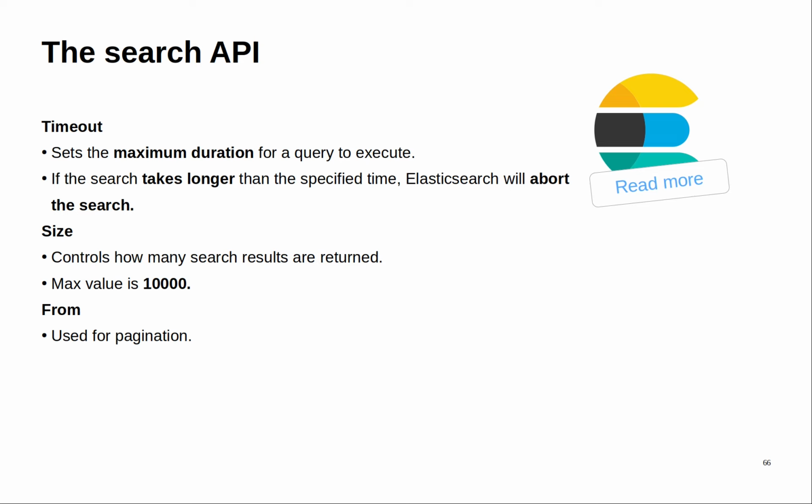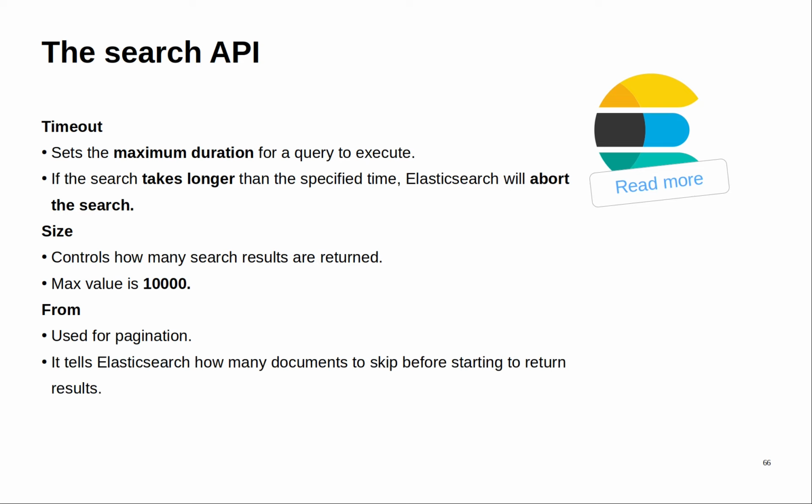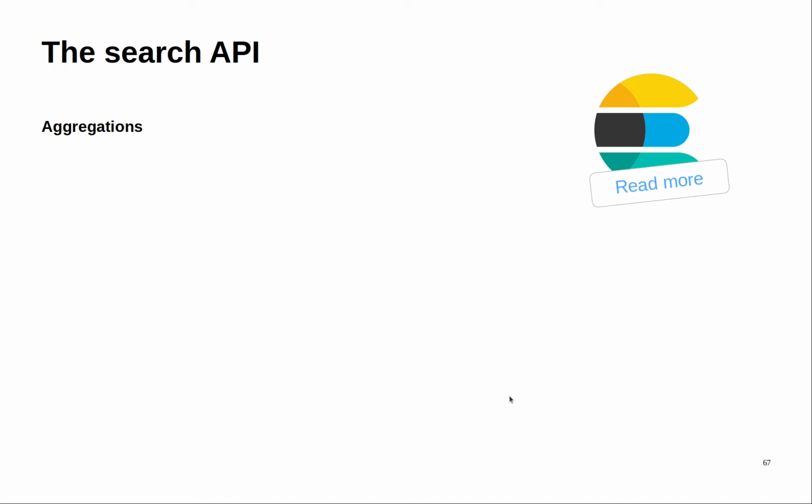Now let's talk about from. This parameter is used for pagination. It tells Elasticsearch how many documents to skip before starting to return results. Finally, let's talk about aggregations. Aggregations allow you to perform calculations on your data, like finding the average, maximum, or count of a field.